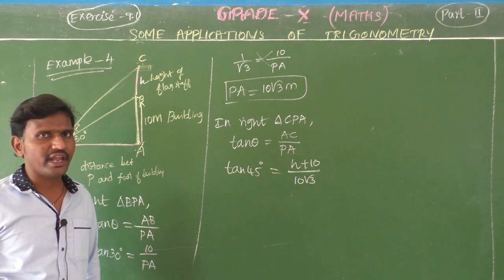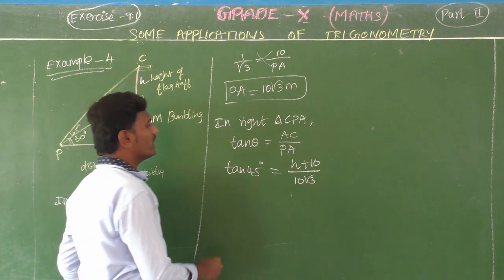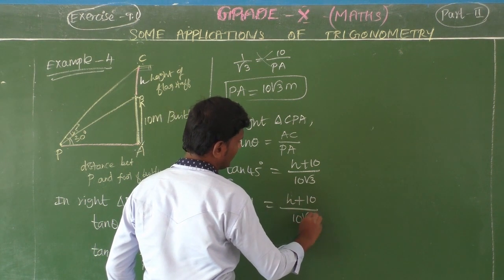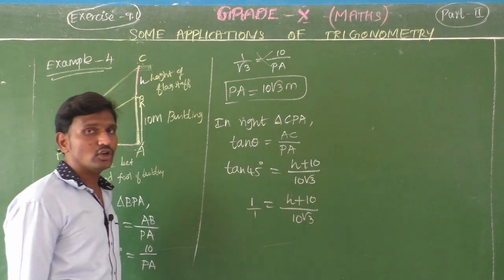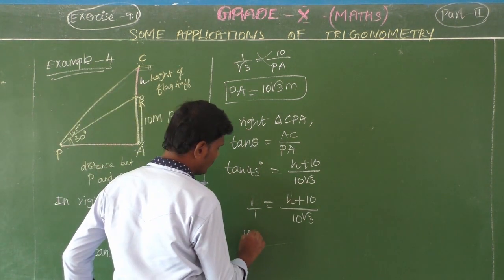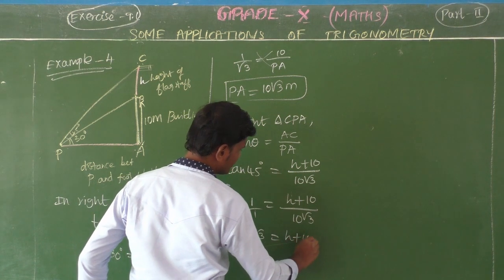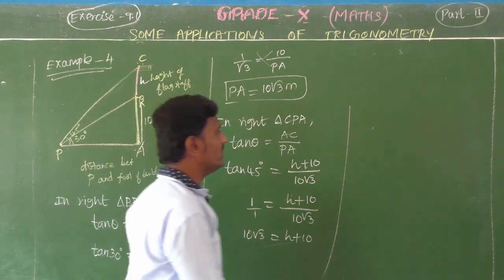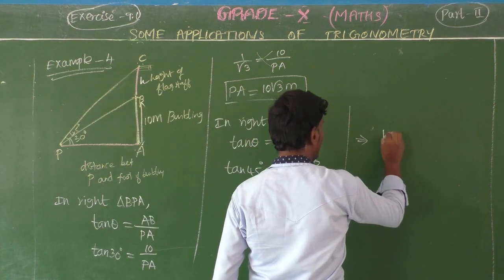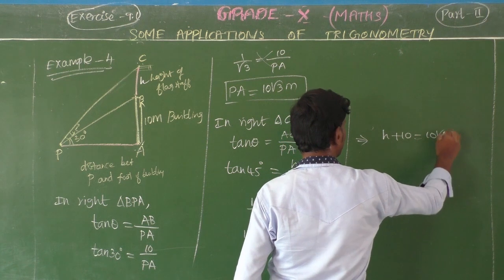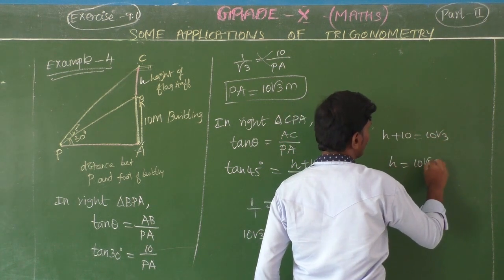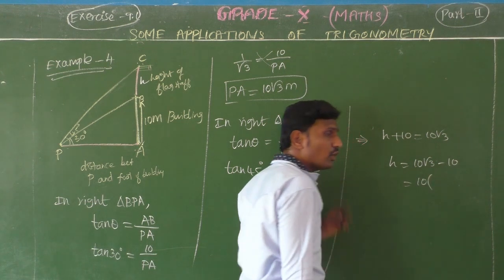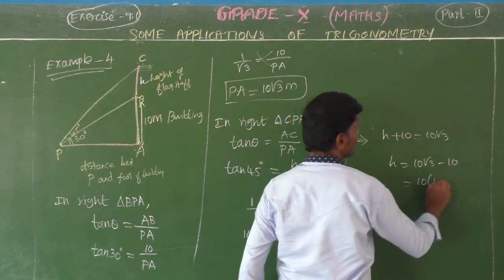Do you know the value of tan 45? It is 1. So 1 equals H plus 10 whole divided by 10 root 3. Then take cross multiplication: 10 root 3 equals H plus 10. I need only H, so H equals 10 root 3 minus 10. In both terms 10 is common, so I take it outside to get root 3 minus 1.